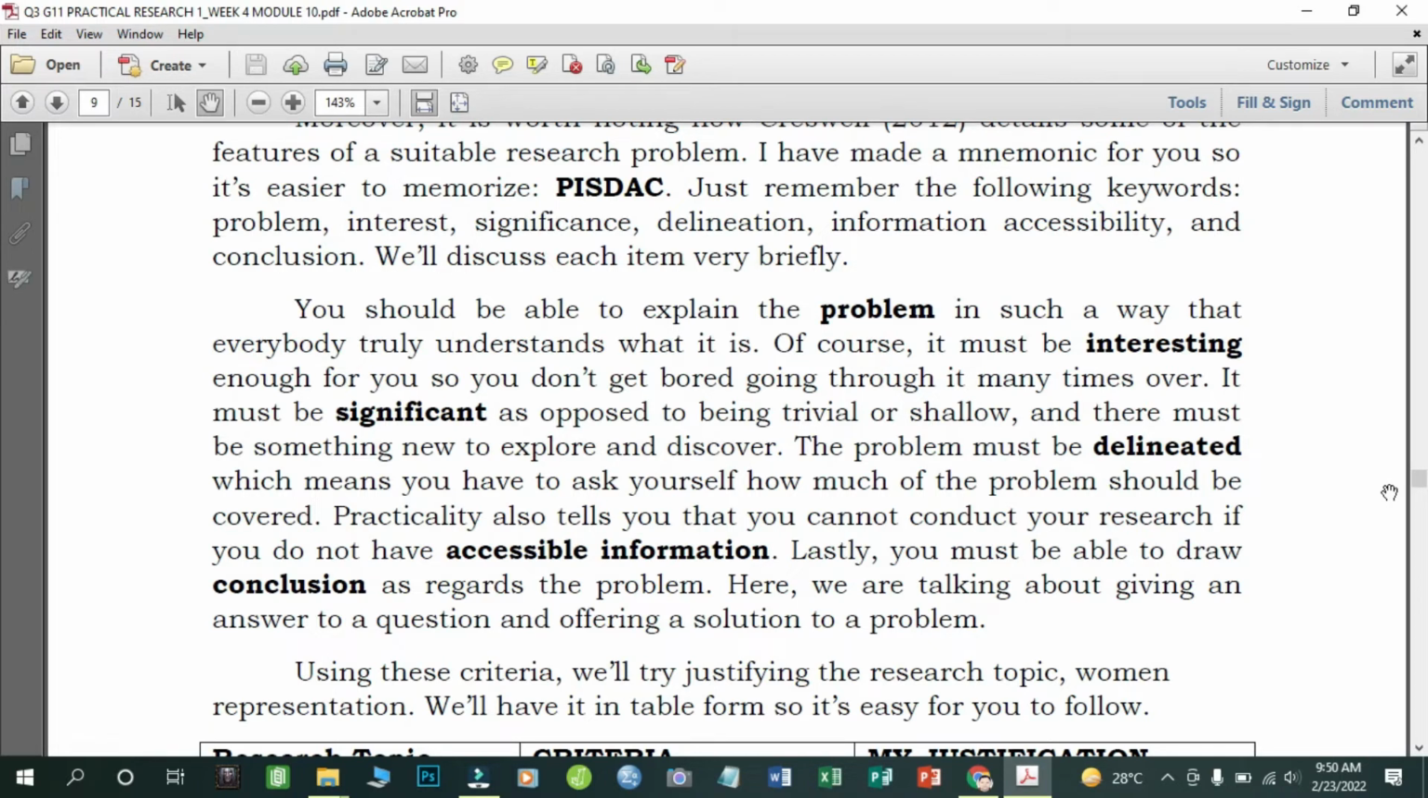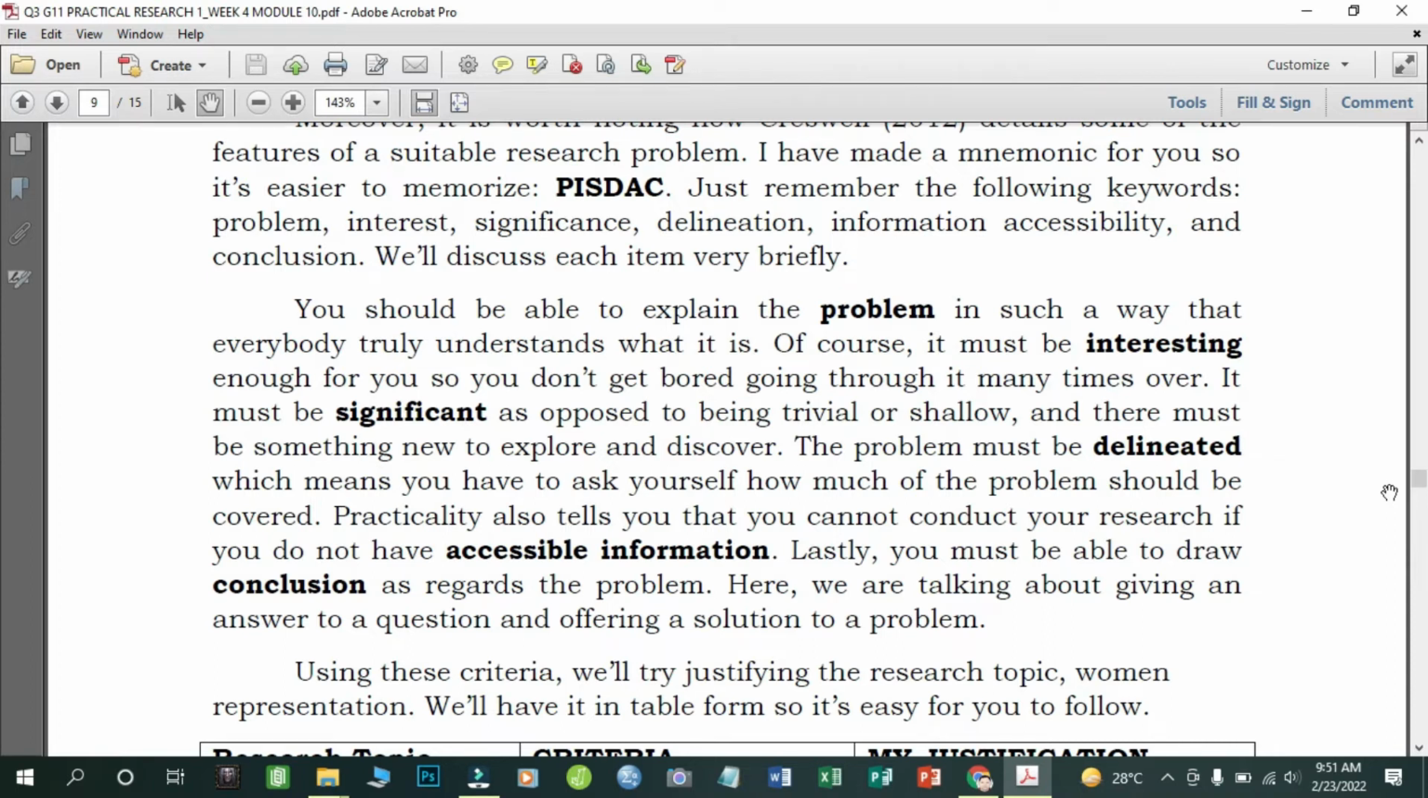Then the problem must be delineated, which means you have to ask yourself how much of the problem should be covered. Make sure you delineate the problem, because if you fail to do so, you will have a hard time covering all the aspects of your research questions or your problem at hand. That's why you need to read a lot of articles before deciding on your research topic.